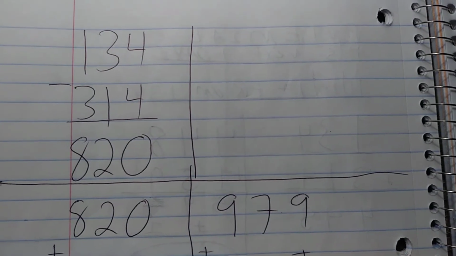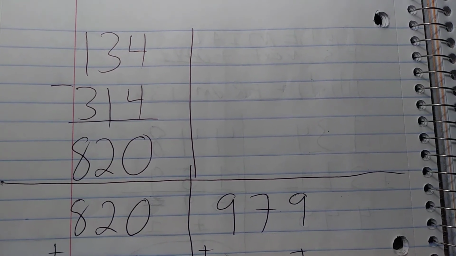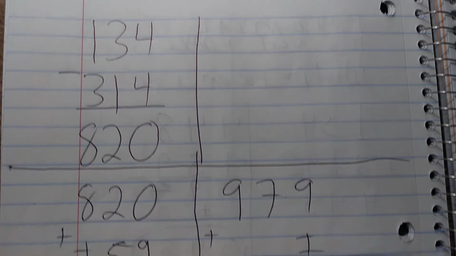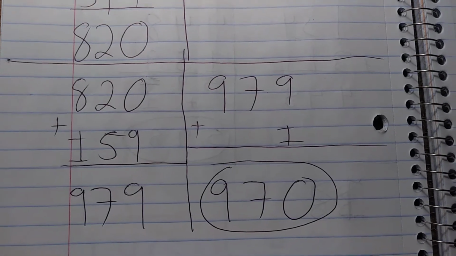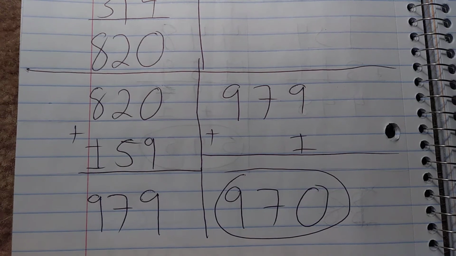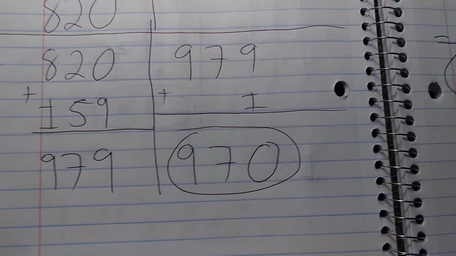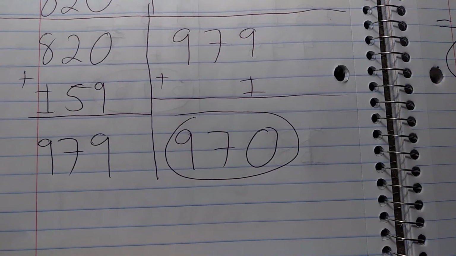And then you'll take 134 minus 314, so 4 minus 4 is 0. 3 minus 1 is 2, and then 11 minus 3 is 8. So 820, add 159, so 0 plus 9 is 9, 2 plus 5 is 7, and then 8 plus 1 is 9. So 979, add 1, and that's 970.